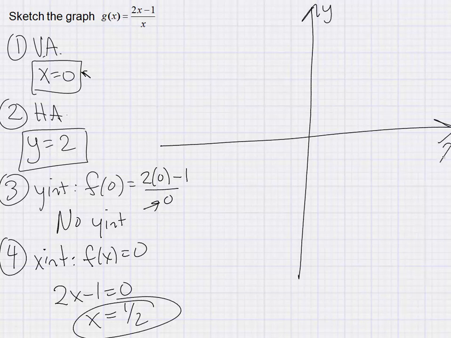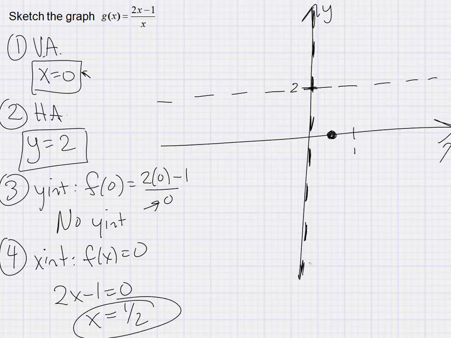Y-axis, x-axis. So I have a vertical asymptote at x equals 0. That's the y-axis basically. So here's my break in my graph. My horizontal asymptote is at a y value of 2. Okay. I have no y-intercept and I have an x-intercept of 1/2.